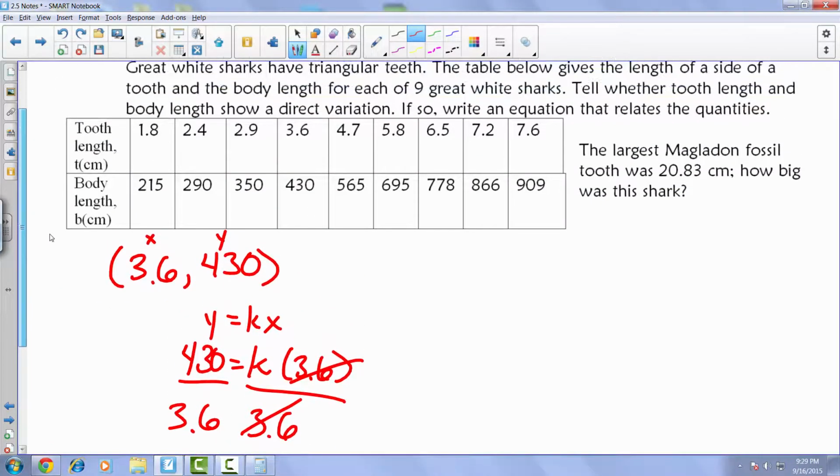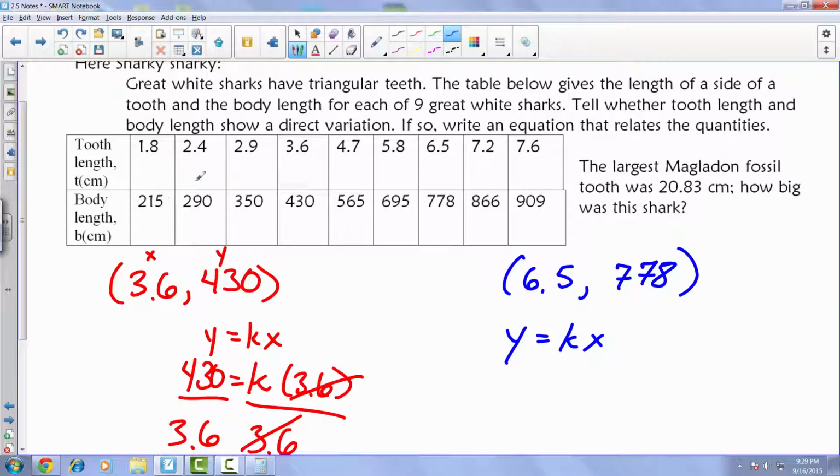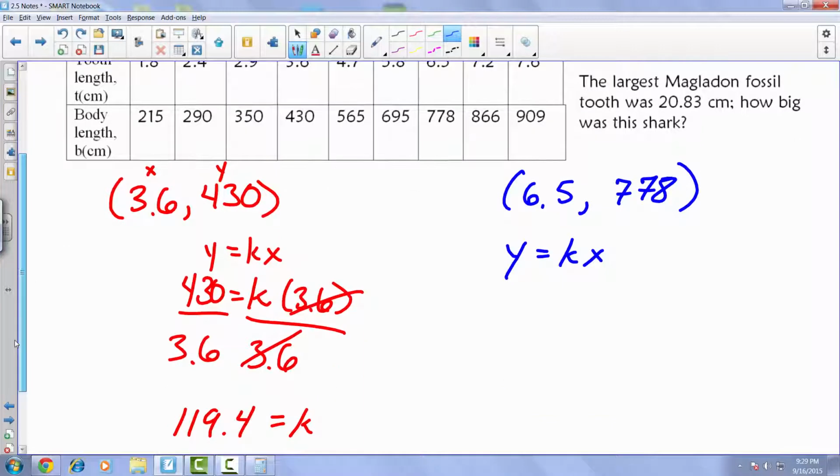Now again, this is all real data, by the way. Let's go ahead and choose a different tooth. Randomly pulling, I'll go with 6.5 comma 778. Typically what I have my students do is I'll give them pairs and say, figure out your k value. So we have a bunch of different students figuring out k values with all these different x's and y's. Hopefully they end up with similar k values.